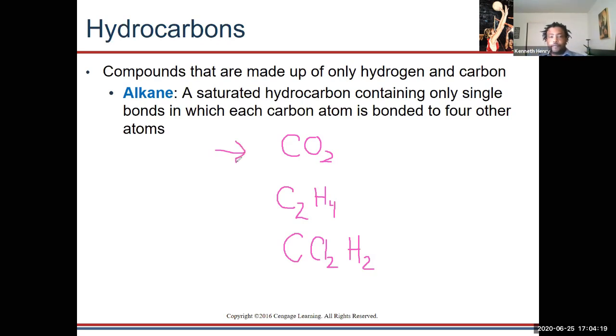This one. Is it organic? Yes. Is it a hydrocarbon? No. This one. Is it organic? Yes. Is it a hydrocarbon? Yes. This one. Is it organic? That's a C or a G? That's a C. Yes, it has carbon. Is it a hydrocarbon? Yes.